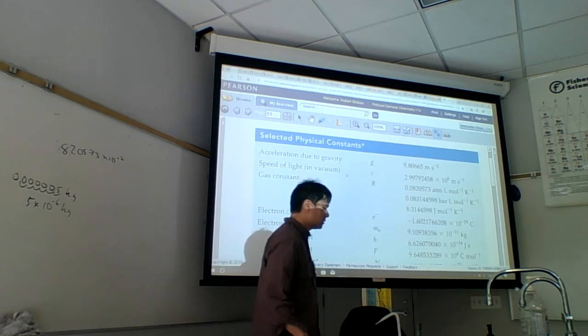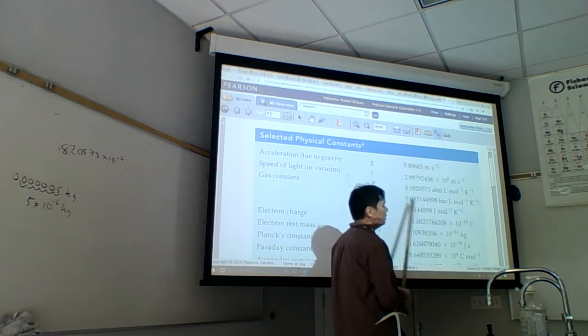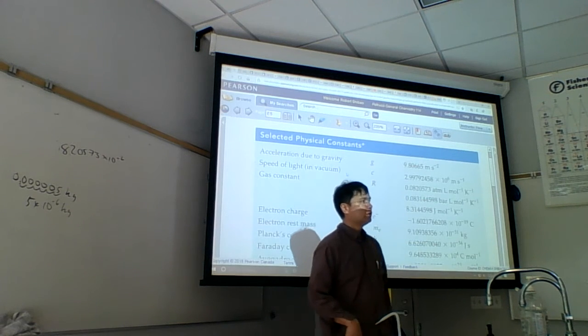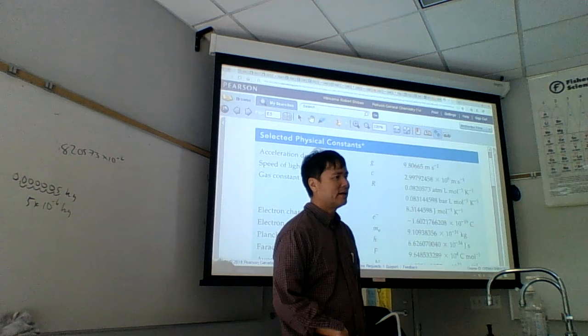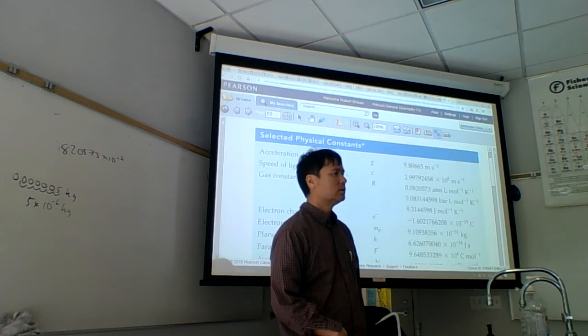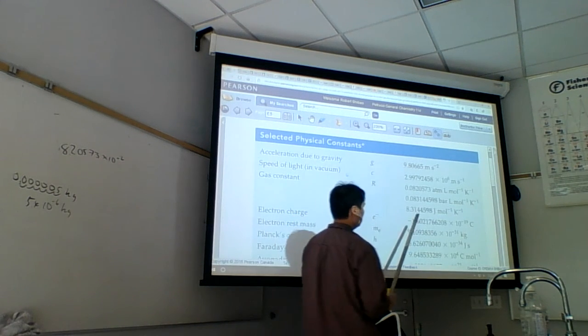There are different units or dimensions for R. So for example, if you have 12 eggs, you don't have to call it 12 eggs. You can also call it 1 dozen eggs. And the same thing here.